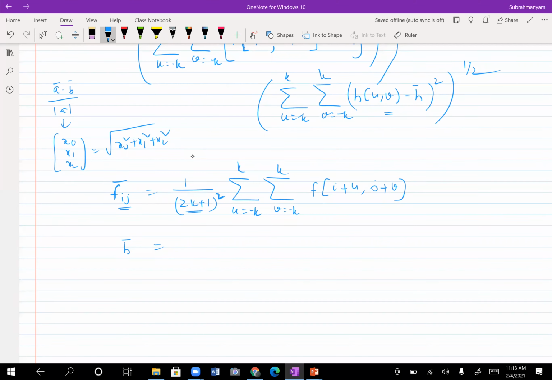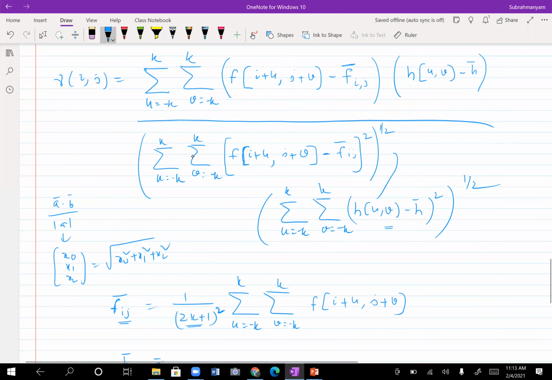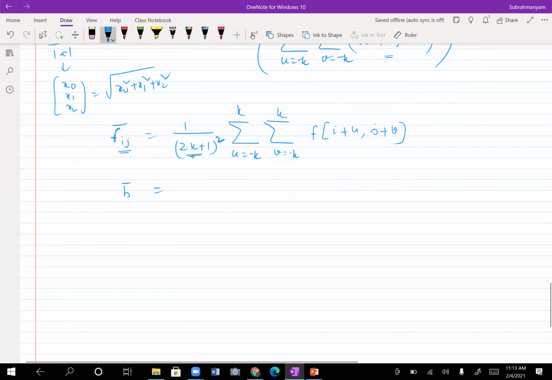You have told for F bar. Now I would like one of you to tell me for H bar also. You have H bar here, right? Similar lines, sir. 1 by 2k plus 1 whole square, summation, same summation, and h of u comma v. That's it. H of u comma v. Okay. Is everybody clear with that?